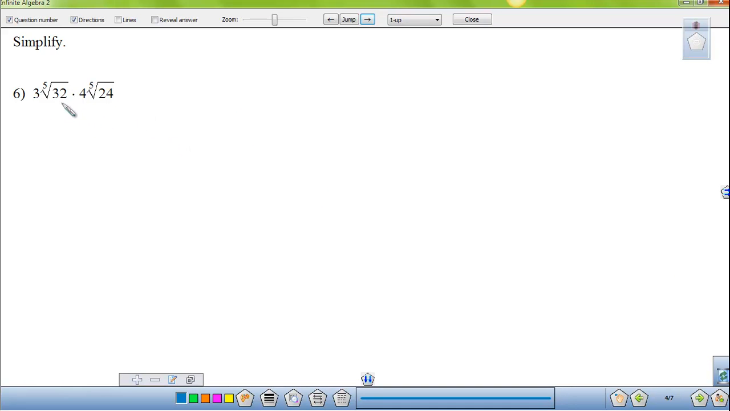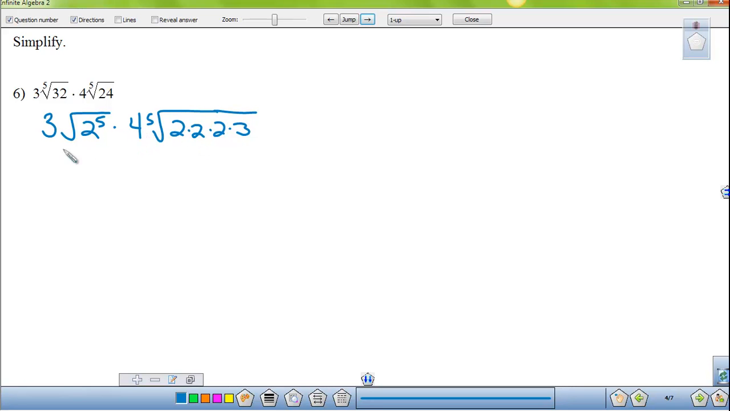Okay, so what you can see from this is that 32 is actually a perfect fifth. It's 2 to the fifth. We're just going to leave that 3 there for the time being, and then multiply this times 4 and the fifth root of 24. I don't know if you explored that at all, but 24 is going to be 2 times 2 times 2 times 3, and what we're looking for is a group of 5, so that is not going to simplify out to be anything other than that.